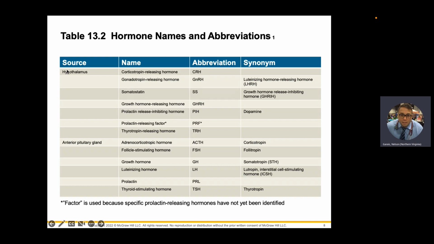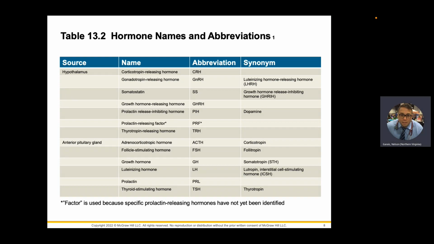Somatostatin, secreted by this gland, the hypothalamus, deals with shutting down growth hormone. So it's a growth hormone release inhibiting hormone. Hence the term somatostatin. Soma means body or growing your body, and statin means to stand still.